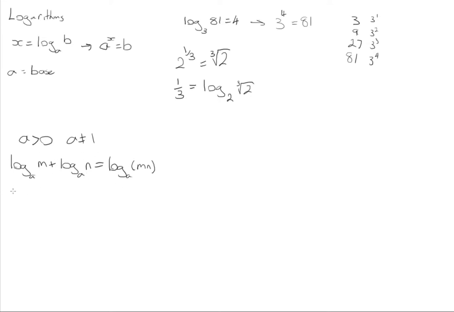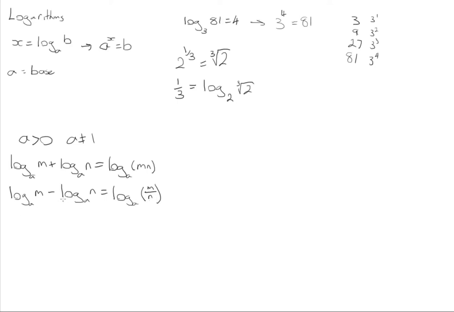What if we decide to subtract? It's log a m, I'm going to keep using m and n, minus log a n. Well, if we've got plus here, we're doing the opposite here, so it makes sense that this is going to be the opposite. So what is the opposite of multiply? Well, let's divide. So we're going to go m divided by n. Now, it's always going to be the first one divided by the second one, because m divided by n is not equal to n divided by m.